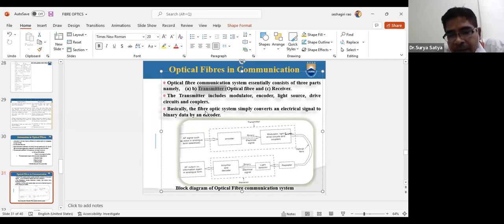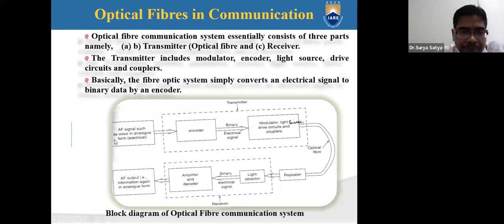Binary data by an encoder, right? So the transmitter includes modulator, encoder, light source, drive circuits, and couplers. Basically, the fiber optic system simply converts an electrical signal to binary data by an encoder. Very small thickness.